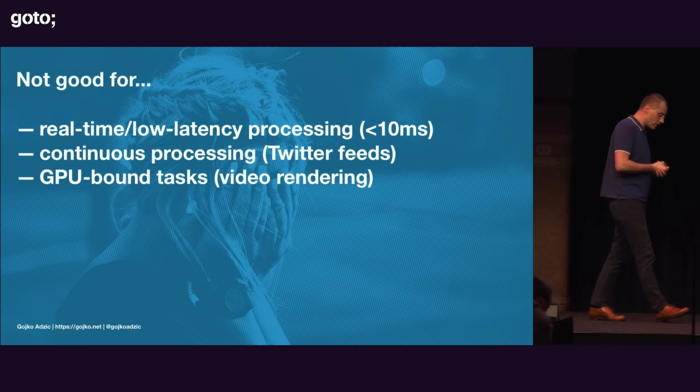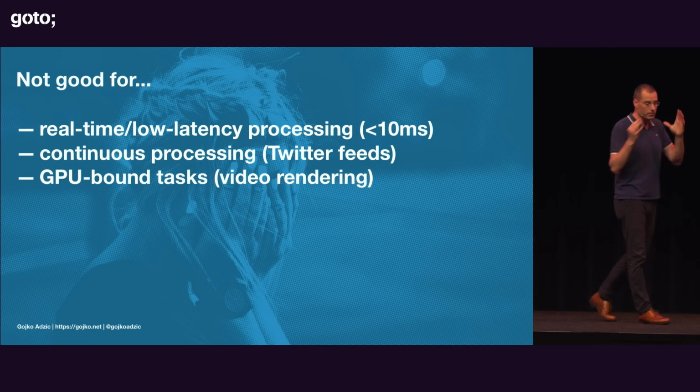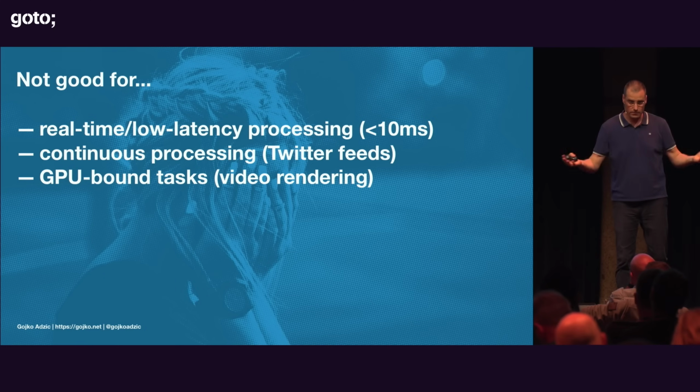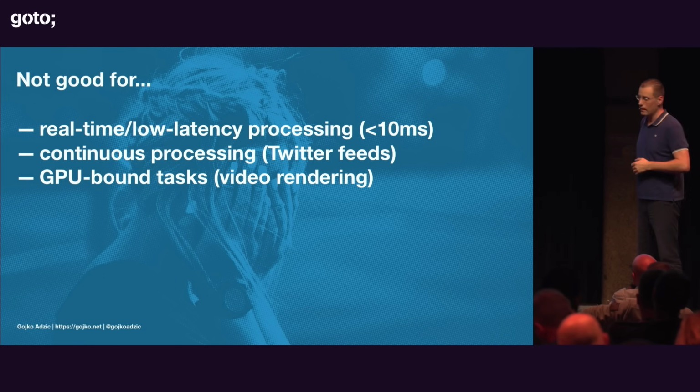And because there's no real choice between types of CPUs at the moment on Lambda, I don't know about other services, things that depend on GPUs, like video rendering, no.